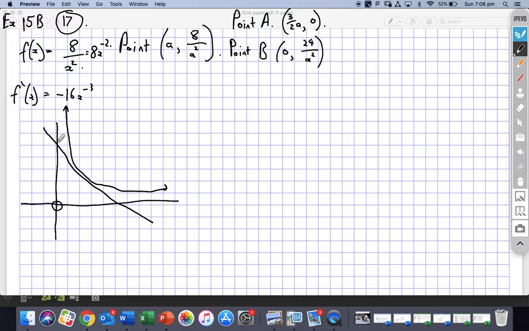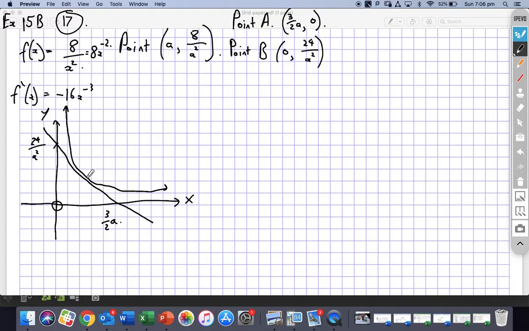Now the y value there was 24 on a squared. The x value there is 3 on 2a. And clearly this is not drawn to scale. That's supposed to be tangential, so that tangent line there should be touching this curve.